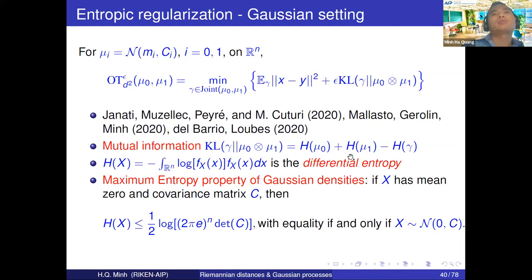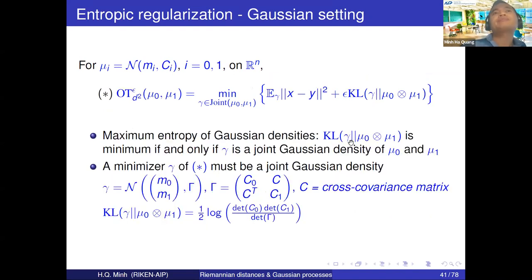We have the maximum entropy property of the Gaussian density: if X has mean zero and covariance C, then the differential entropy is maximum when X is Gaussian. To minimize this quantity, we need the entropy to be maximized. So the minimizer gamma has to be a Gaussian density, a joint Gaussian density of mu zero and mu one. So we have a very clear, explicit form for gamma. It's given by this formula, and the mutual information, the KL divergence, is given by this formula. If we plug everything in, we can solve this problem.